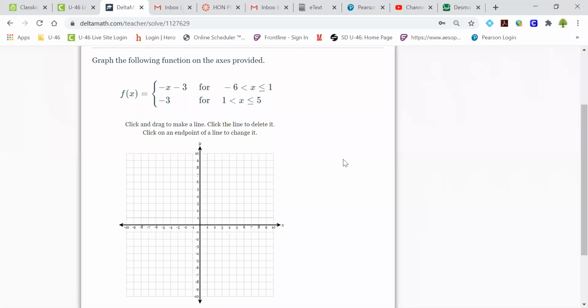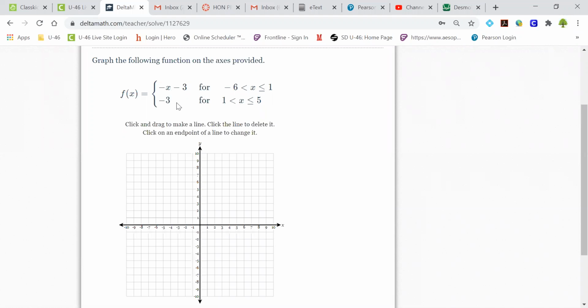Here's another question. Same question, but different function. A little bit easier, maybe, according to Delta Math, I think. But you've got 2 lines, and the directions are a little bit different. It says click and drag to make a line, and then click on the line if you want to delete it. Click on the endpoints if you want to change it.